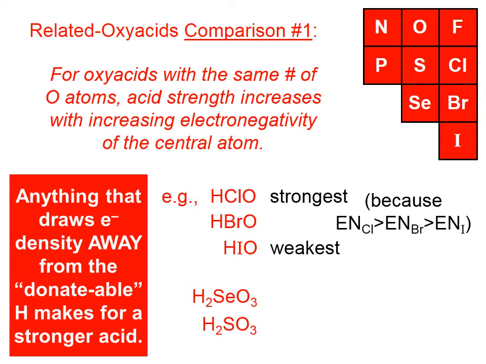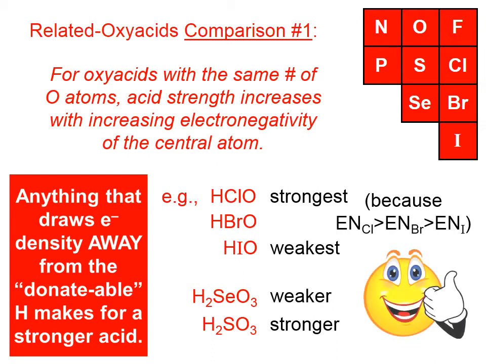How about in this case? Which of these would we predict would be the stronger acid? Everything is the same except the central atom. In one case selenium, in one case sulfur. If we look in the upper right corner where those two are on the periodic table, sulfur is more electronegative. It's going to draw electron density away. We would predict that the one with sulfur would be stronger, the one with selenium would be weaker.